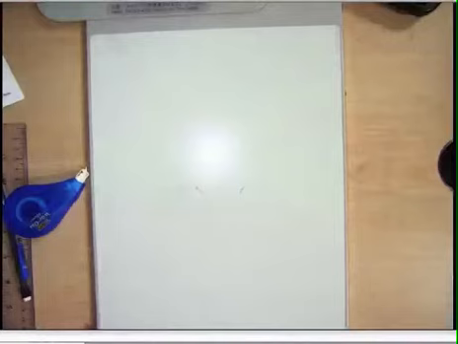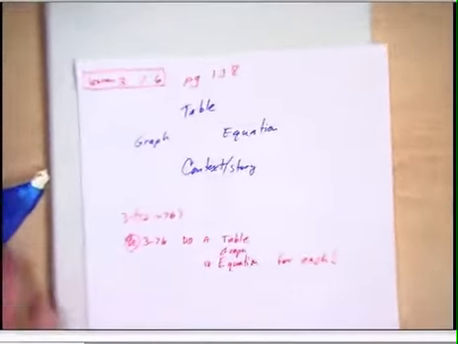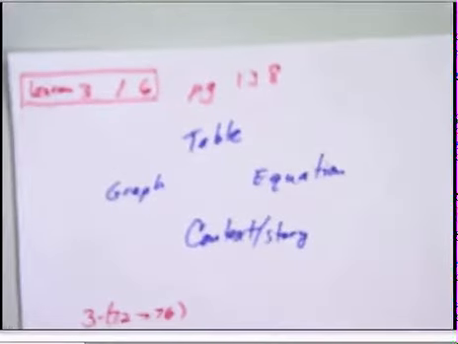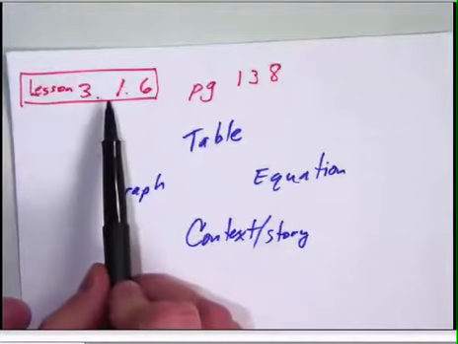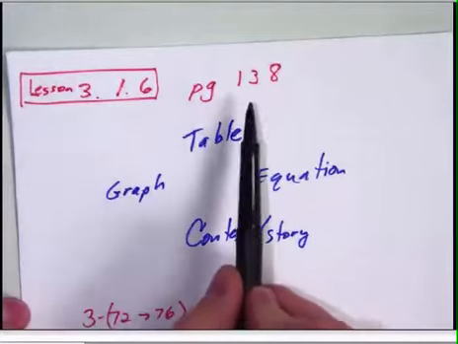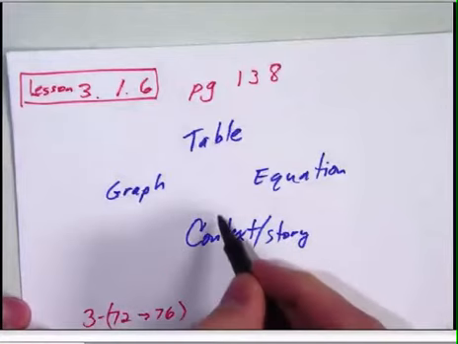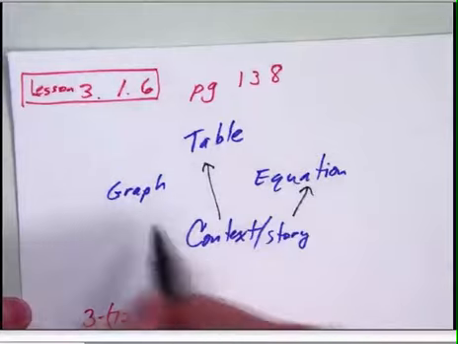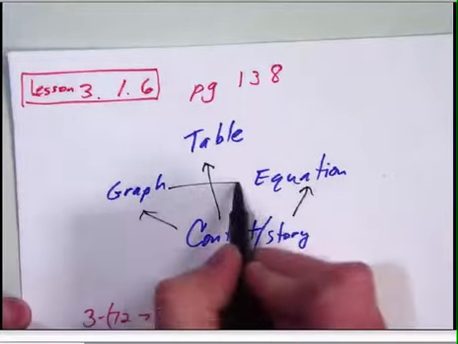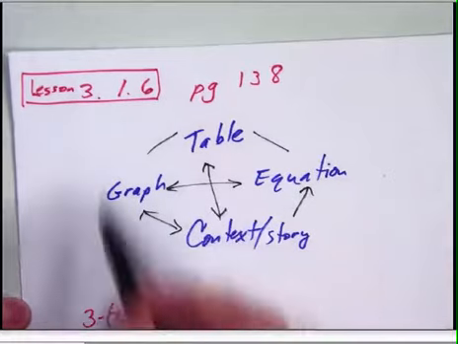Second thing I'd like to introduce you to is the overall lesson for the class period. Today's lesson has to do with working on the web, the yellow poster, the multiple representations. You're going to be working on lesson 3.16, which starts on page 138. Basically you're going to be taking things, they might give you a story, and you have to turn it into a table, or maybe you have a story and you have to turn it into an equation or a graph or something, or you're going to take a graph and turn it into an equation, back and forth. You're going to be doing all of these kinds of connections between the web.